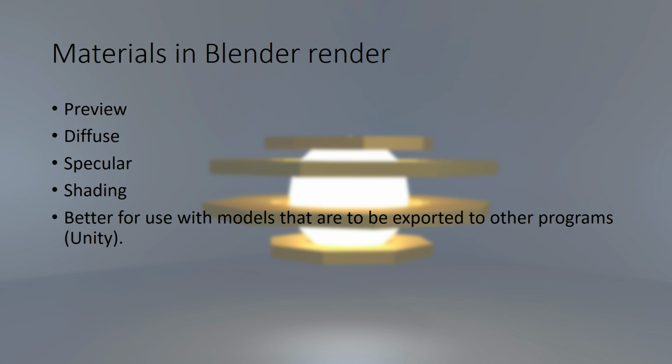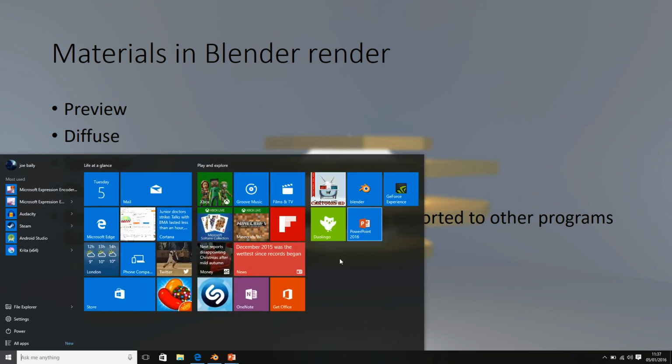In this lecture, we're going to be looking at materials in the Blender Render engine. We're going to be looking at the typical things that you can do using Blender Render and why this simplistic form of Blender is better for exporting models to other programs such as Unity. So let's have a look at the Blender Render engine.